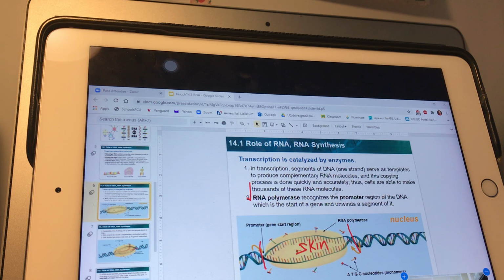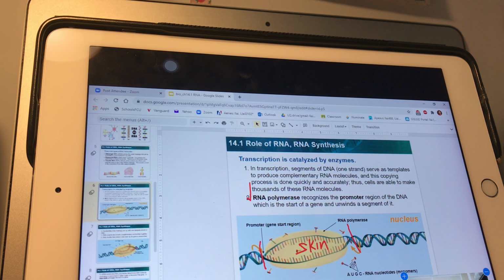Oh, you know what? I made a mistake, guys. It should be U. My bad. AUGC, okay? Because we're talking about RNA nucleotides. Let me type in RNA nucleotides. So here's your DNA, and then you have AUGC RNA nucleotides. They're free floating outside, and they come from the food that you and I eat.